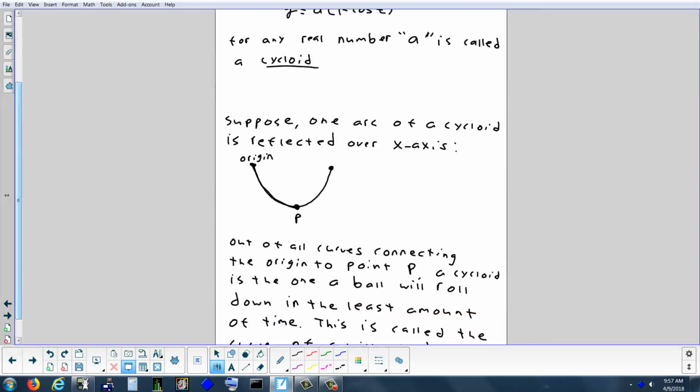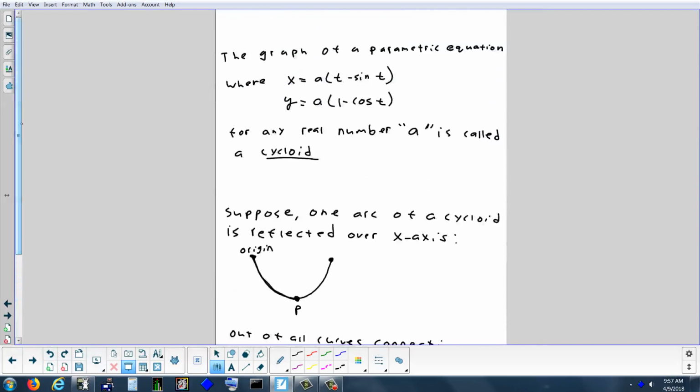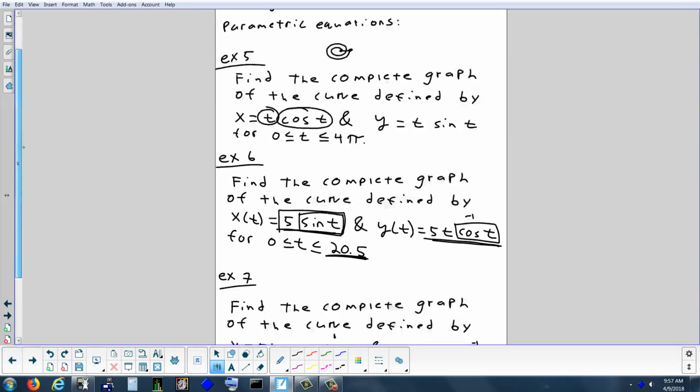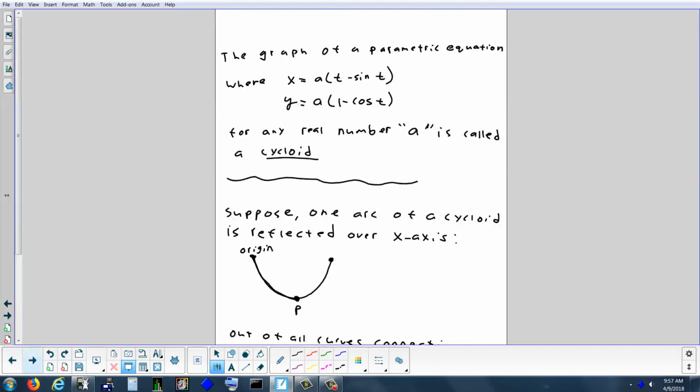Okay, you don't have to write this part right here, the curve of quickest descent. You don't have to know that. Really, I just want you to know that it's called a cycloid. So in our problem, what you'd have to do is factor out the 5 and make it 5 times t minus sine and 5 times 1 minus cosine. And then it would look just like this. So that's called a cycloid. Just copy up to the wavy line.